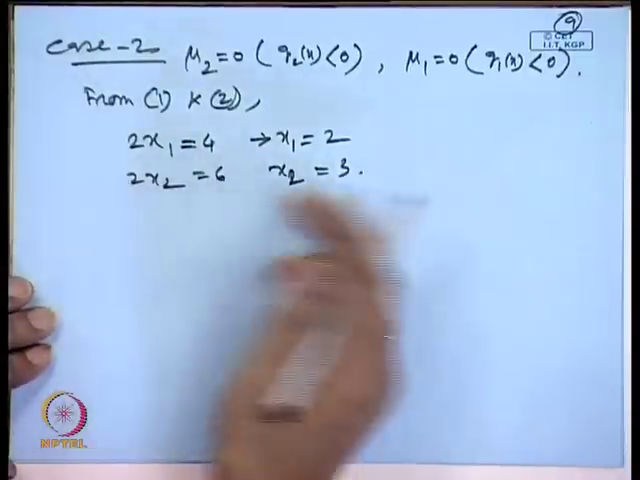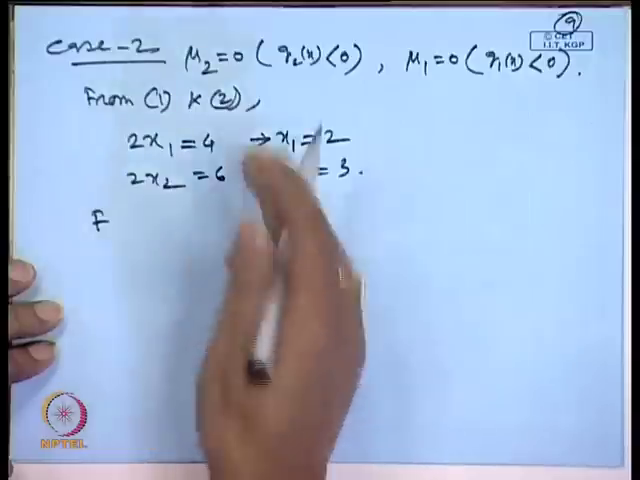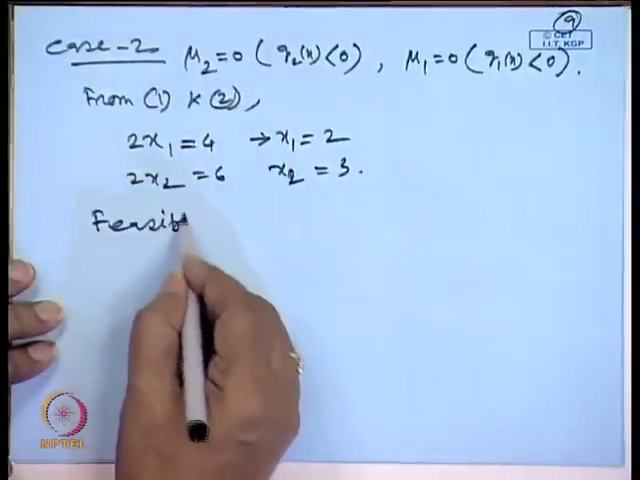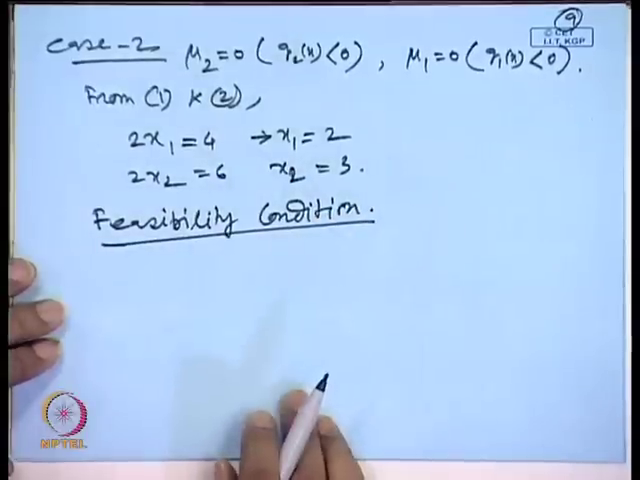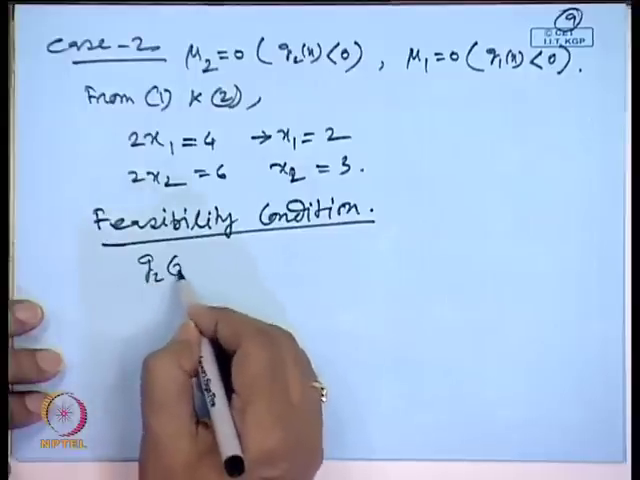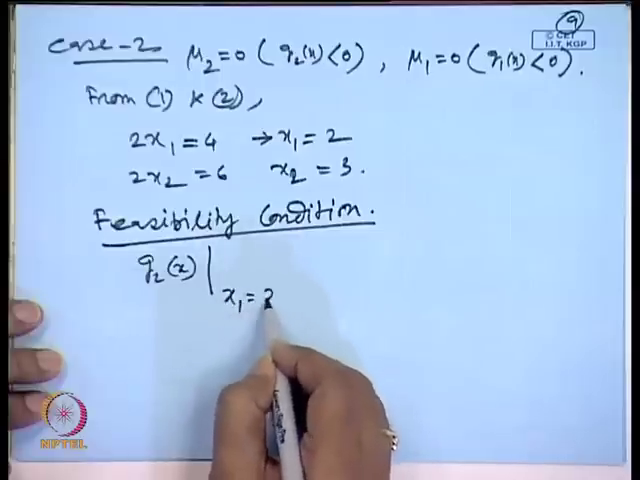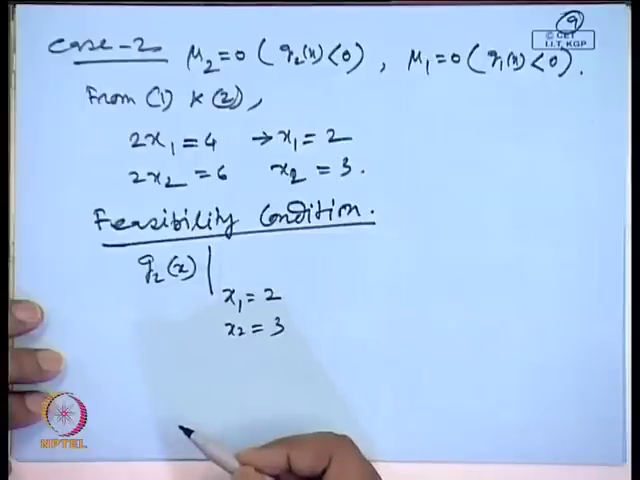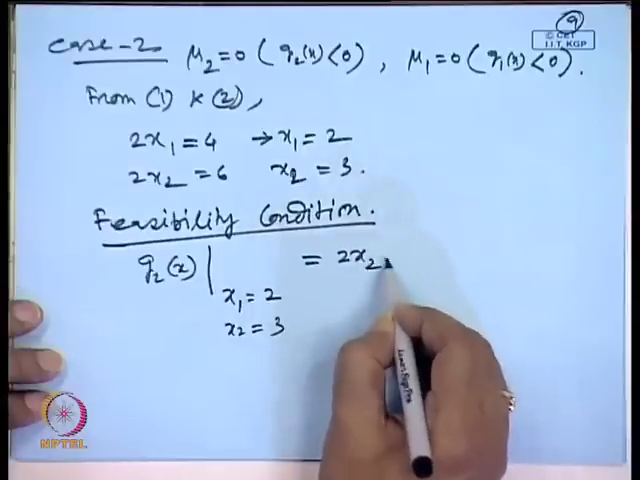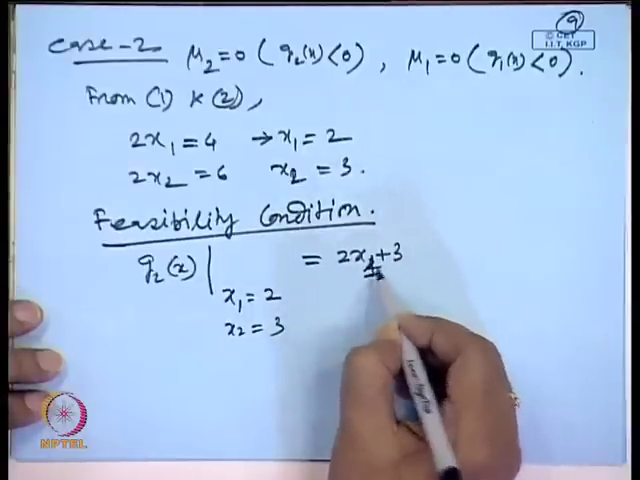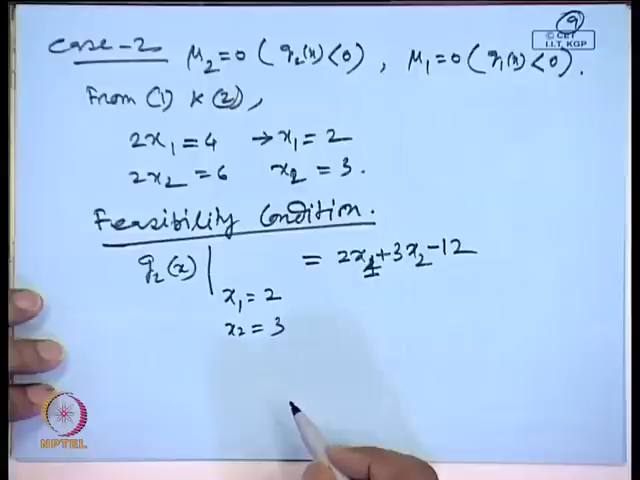So I have to check this value I got. I have to check the feasibility conditions, with mu 1 and mu 2 being 0. What is the feasibility condition? I have to find out g2 of x at x1 is equal to 2, x2 is equal to 3. Agree? Let us see what g2 of x is. It is x1 plus 3 x2 minus 12, agree? So this is our g2 of x.